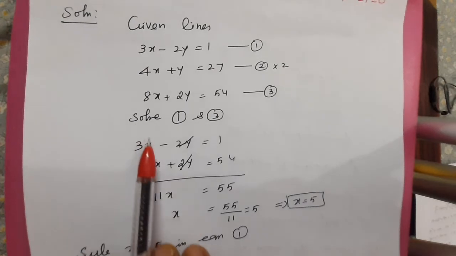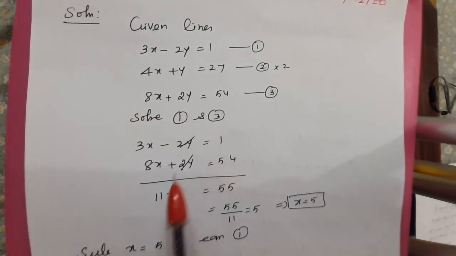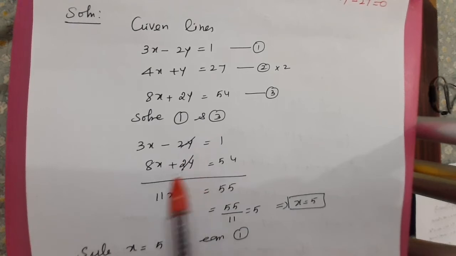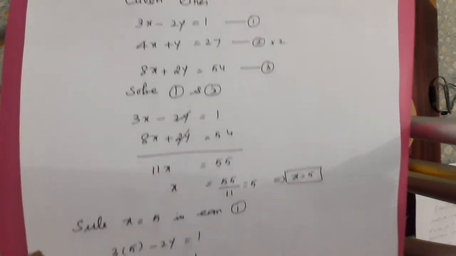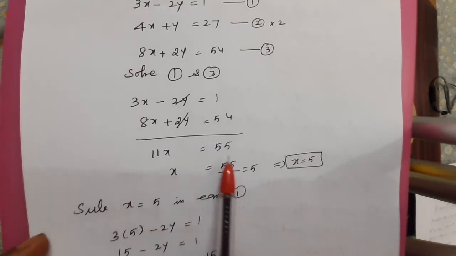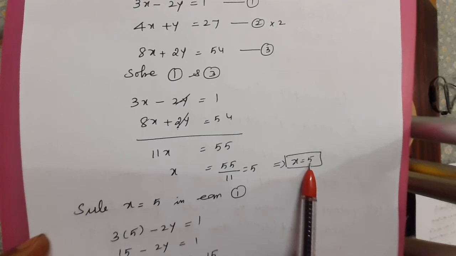The first equation: 3x minus 2y equal to 1. The third: 8x plus 2y equal to 54. So minus 2y plus 2y cancelled. 3x plus 8x is 11x equal to 55. What is our x? x is equal to 55 by 11, that is equal to 5. x is equal to 5.